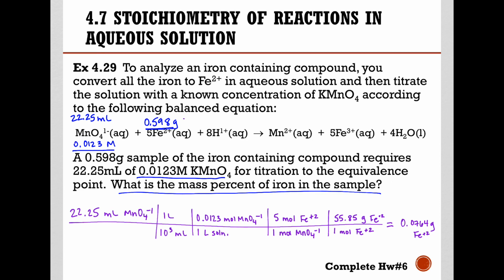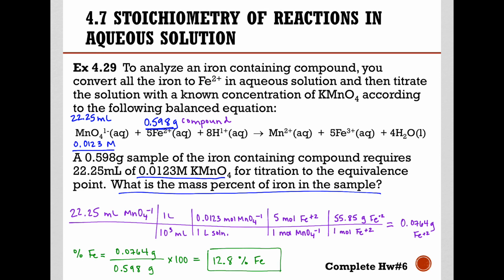So since it really said that this was 0.598 grams of an iron-containing compound, our final step to get our percent value here would be to do that our percent of iron would be equal to the mass of just the iron, the 0.0764 grams, divided by the total mass of our iron-containing compound, our 0.598 grams, multiplied by 100, and then still keeping to three significant figures, we would see that this would be 12.8% iron. All right, so there is our final answer for example 4.29.